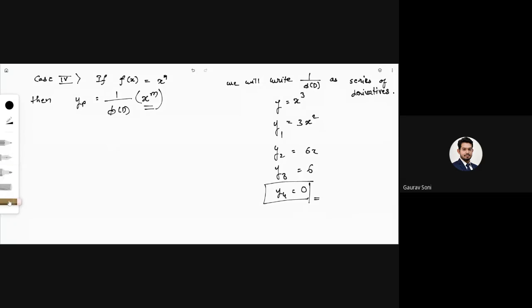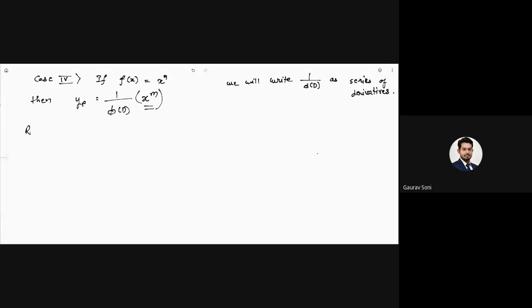This is what we have to do. And how we are going to write this down is using just two series, and that you will have to remember. So I will write those series as a remark.